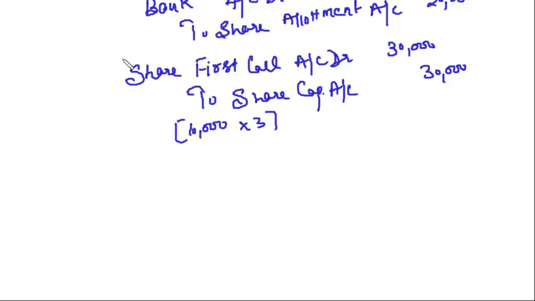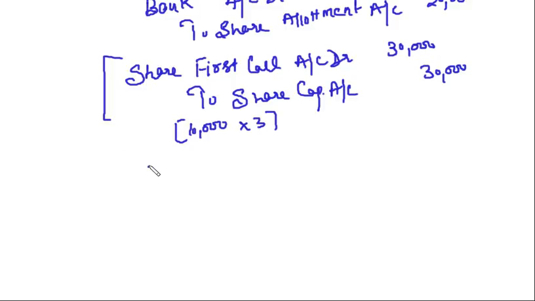Either you will keep this journal entry as such if you remember calls in arrears method 1, where we do not open the calls in arrears account, right? Or you will open the calls in arrears account. I will open the calls in arrears account. There also I told you, always prefer opening the calls in arrears account until and unless the question specifies otherwise.